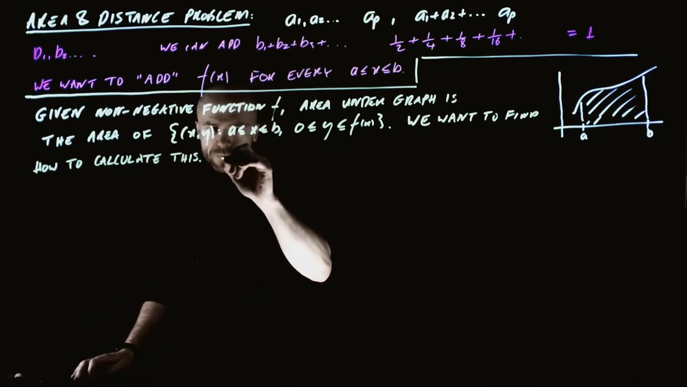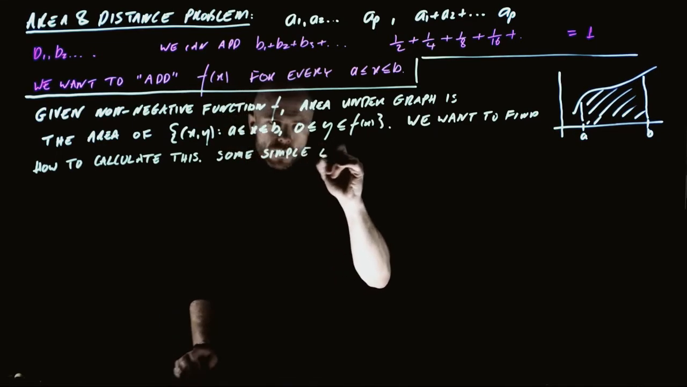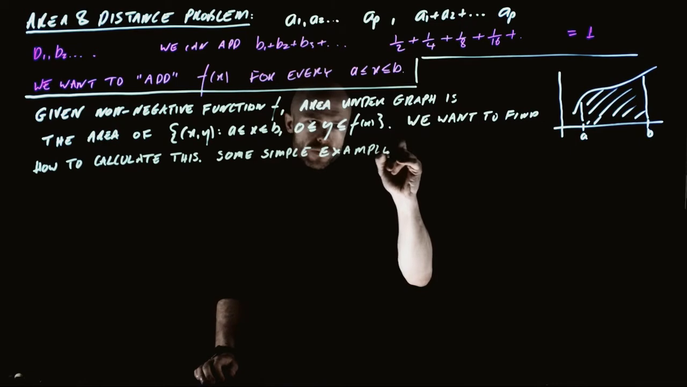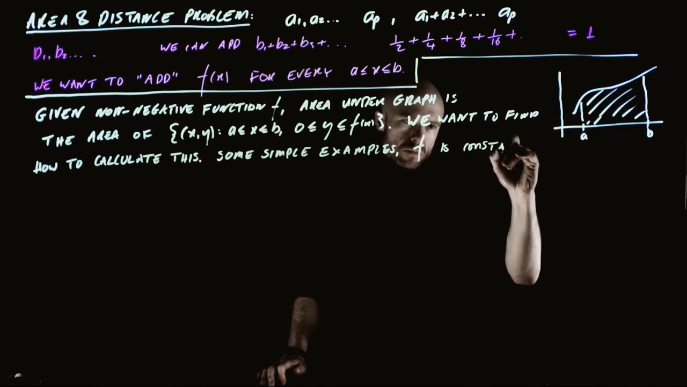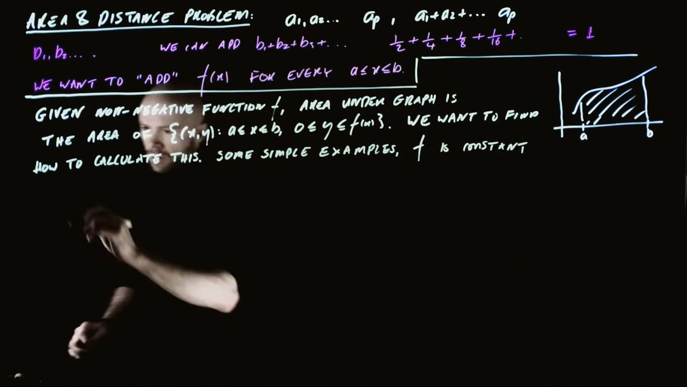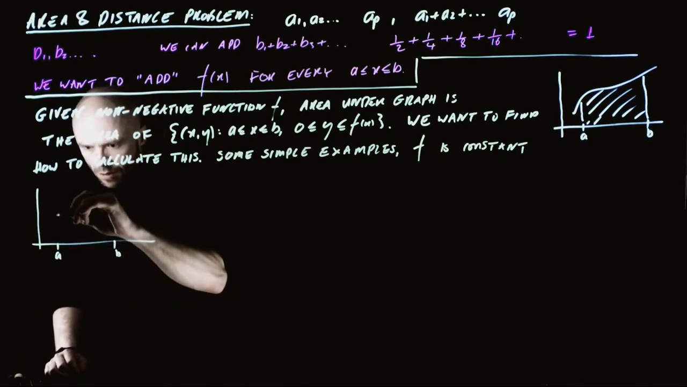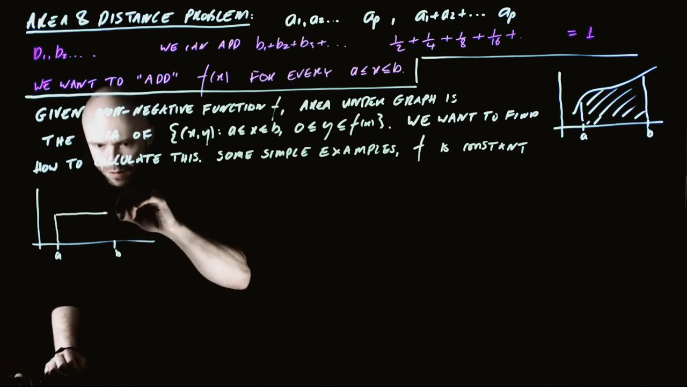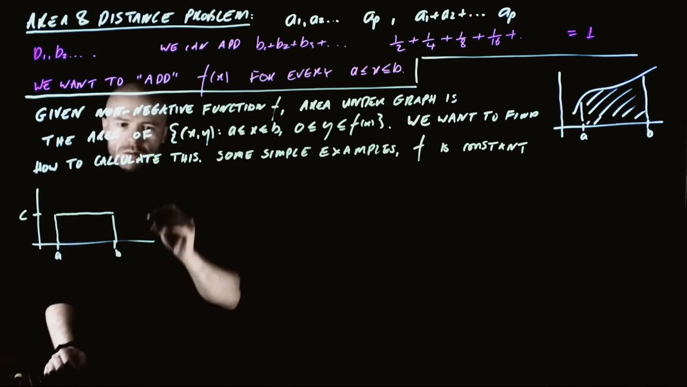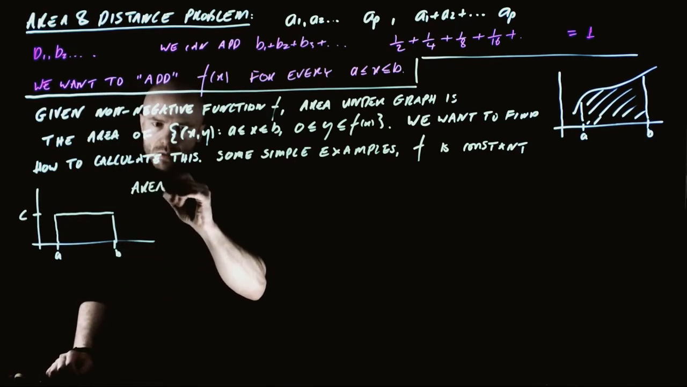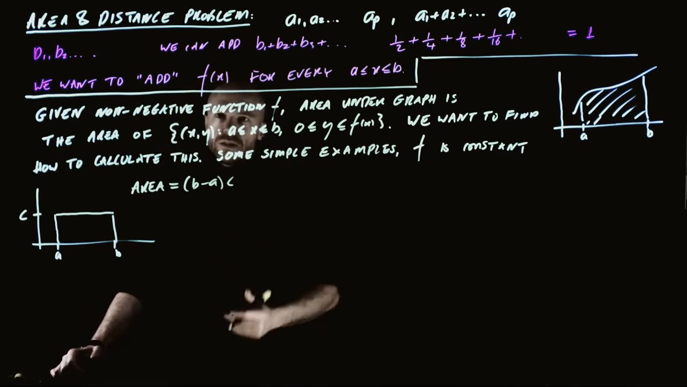Let's do some simple examples. If we have just a constant function, then what happens to this? Then we have a here and b here, and it is just the area of this. So if the constant is c, it's just the area of this rectangle. So area is equal to b minus a times c. That's easy, no?